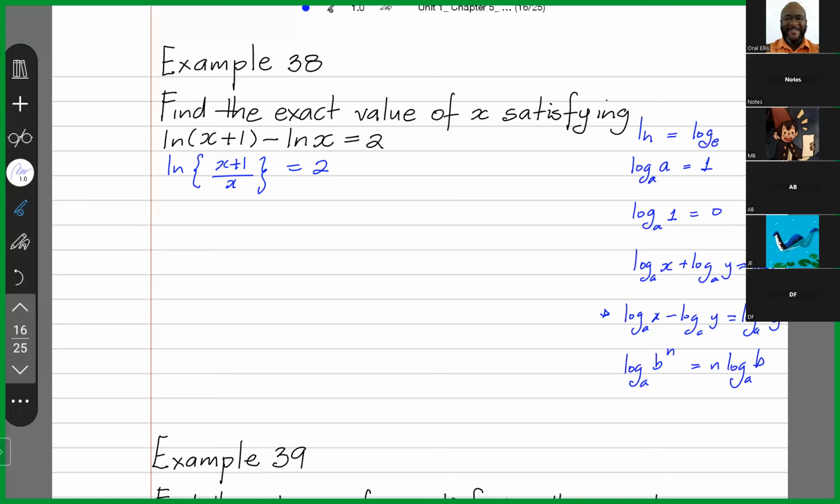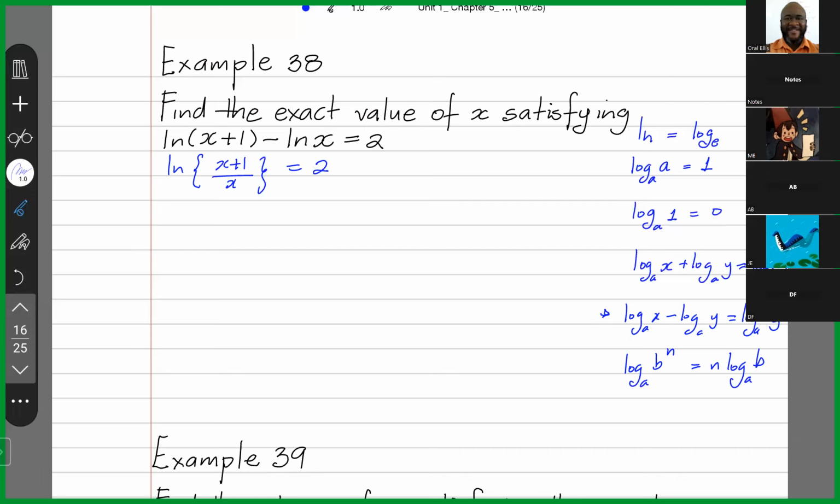So the first thing I did is I used the law of logarithm to make this into 1 log. In particular, I use the law that essentially says if you are subtracting 2 logs and the base is the same, you can make it into 1 log by dividing.